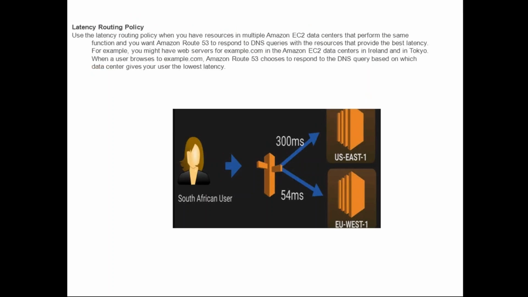Second is latency routing policy. See, we have various data centers, suppose, or maybe availability zones for servers, US East and EU West, something like that. Every data center has certain bandwidth and certain latency.